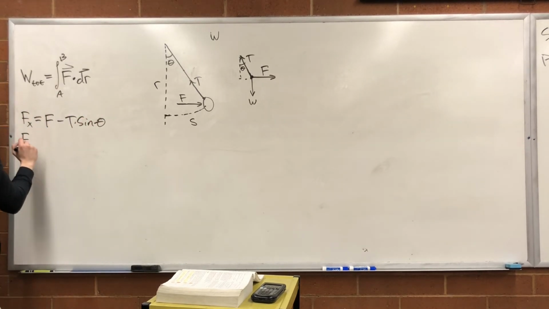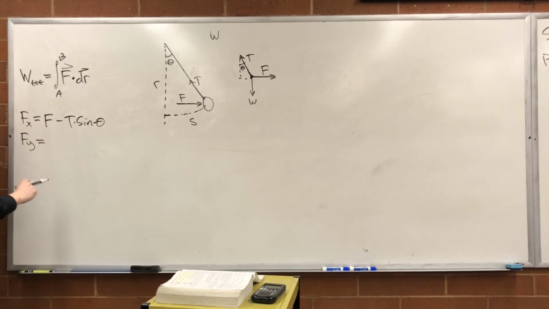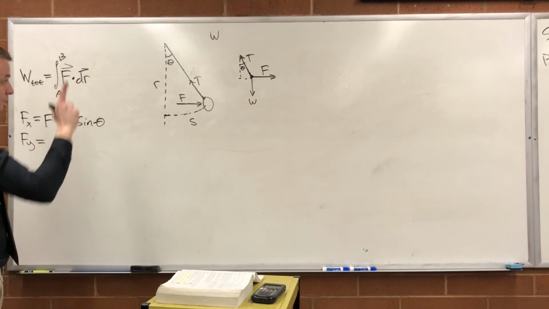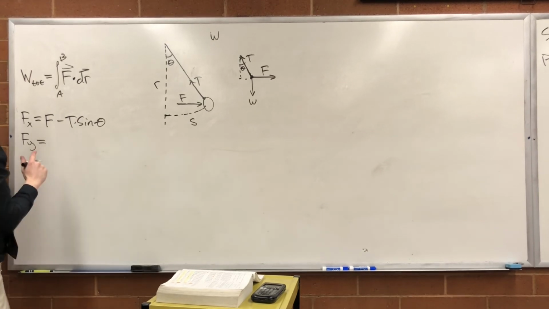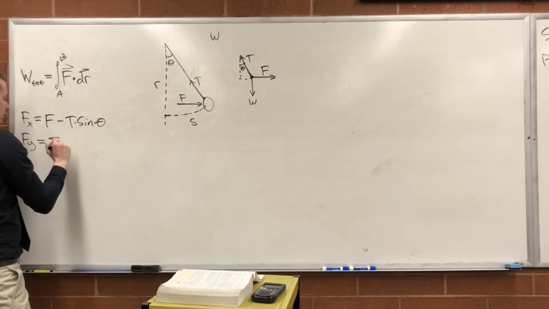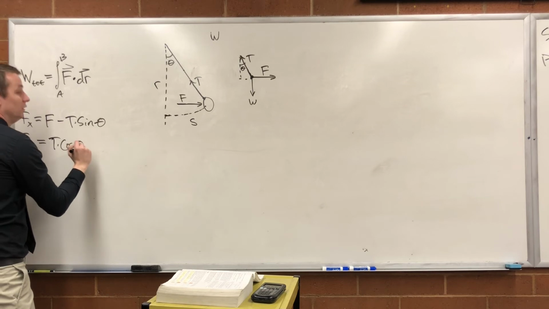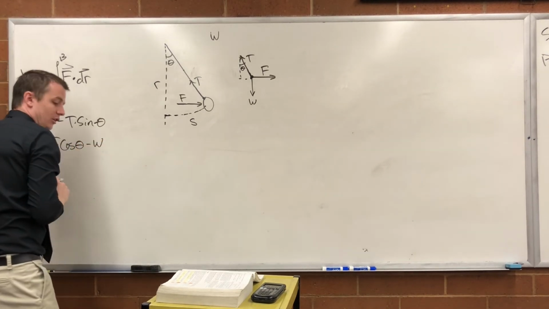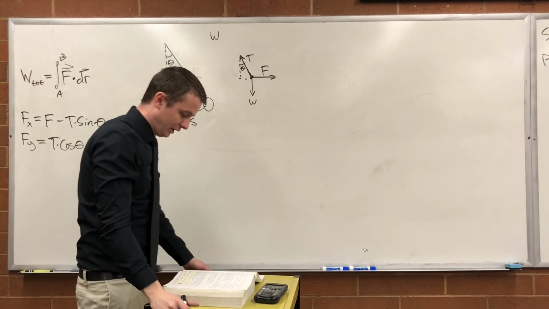Now our force in the y direction, we have T times cosine theta, up positive. So we'll say T times cosine theta minus his weight, minus W. Perfect. So there is our F of x and our F of y.